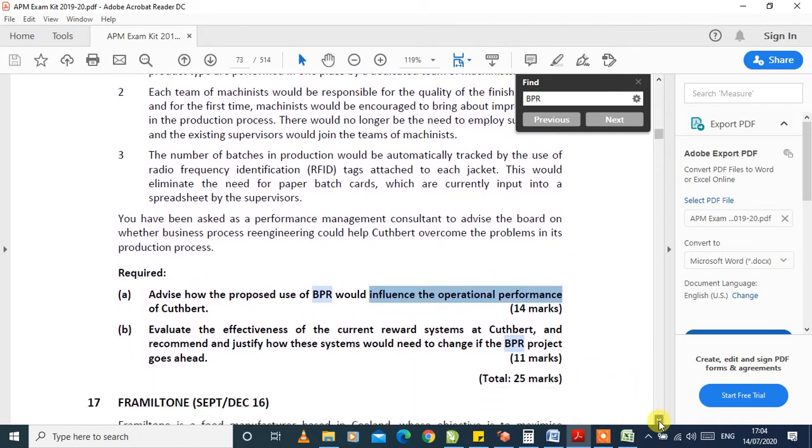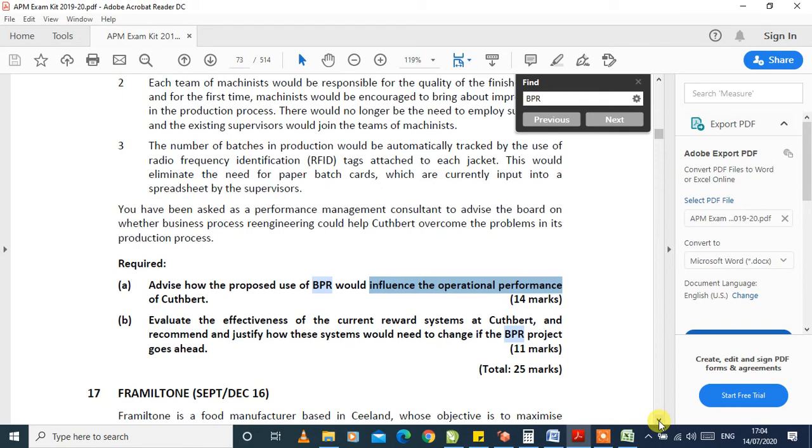Part B, evaluate the effectiveness of the current reward system at Cuthbert and recommend and justify how these systems would need to change if the BPR project goes ahead. Evaluate the effectiveness of the current reward system at Cuthbert. Okay, first we will do that, and then recommend and justify how this should be changed.